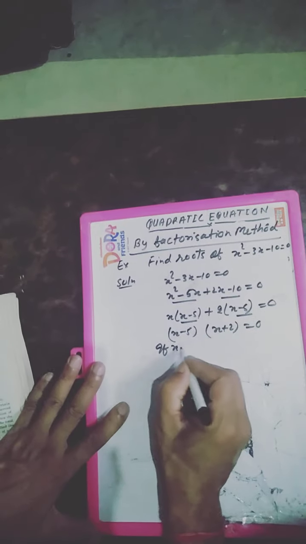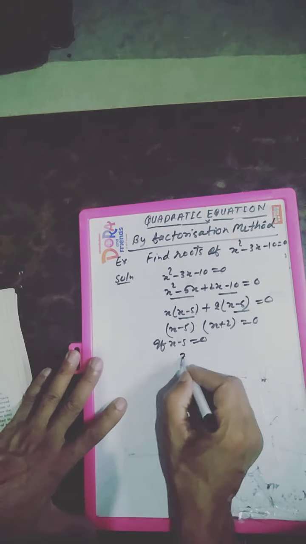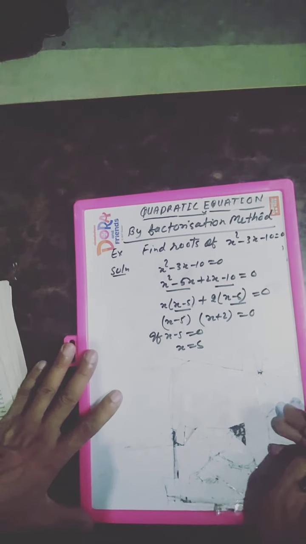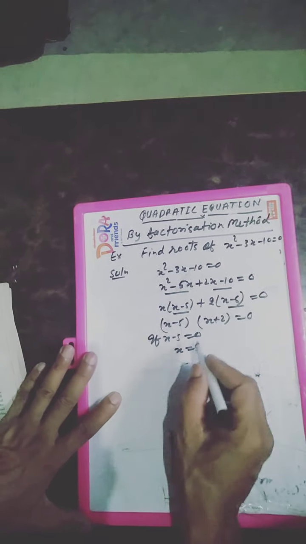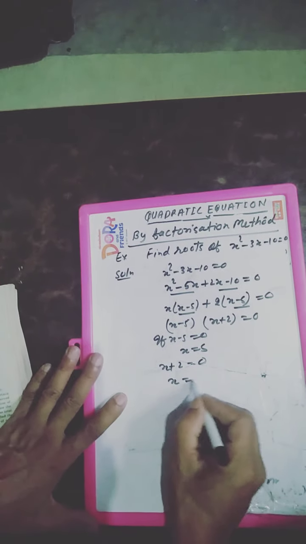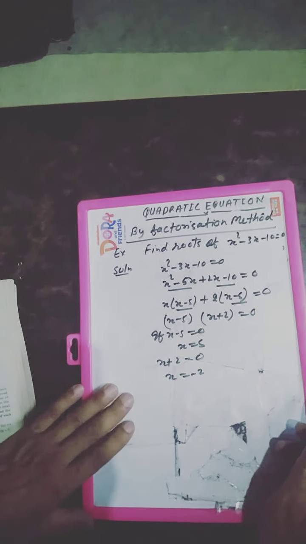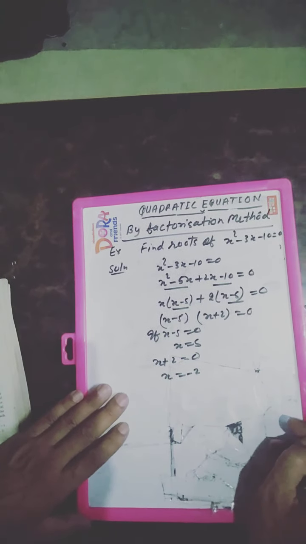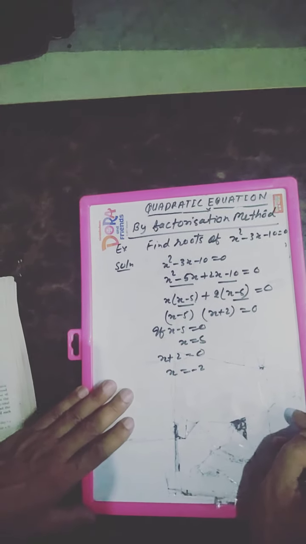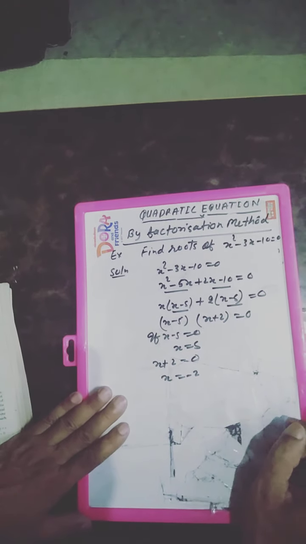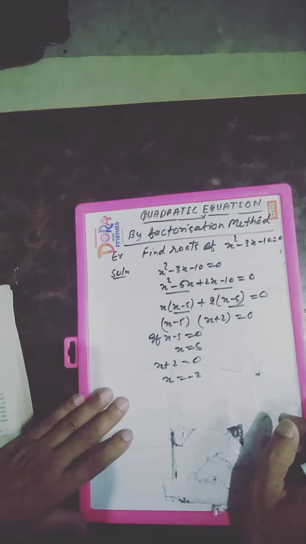If x minus 5 is equal to 0, so x is equal to 5. This is the first zero or first root of the given quadratic equation. Similarly, we can write x plus 2 is equal to 0, so x is equal to minus 2. This is the second root of the given quadratic equation. So by using this method we can find out the roots of any quadratic equation that we have cleared here.